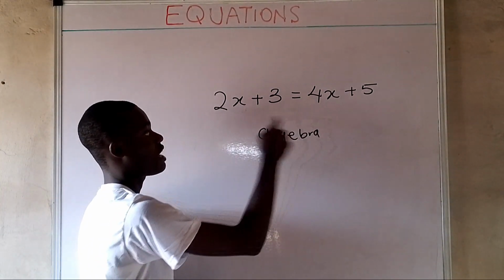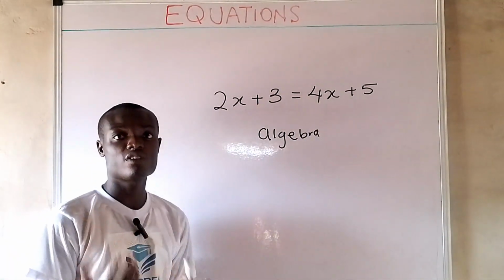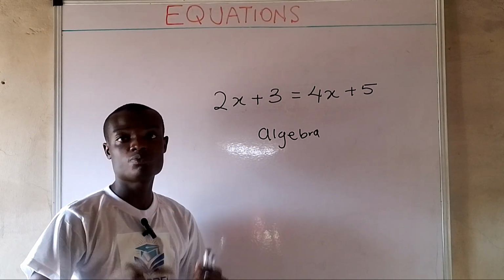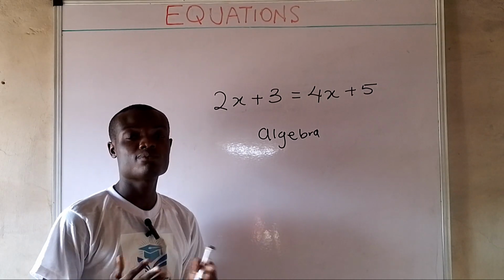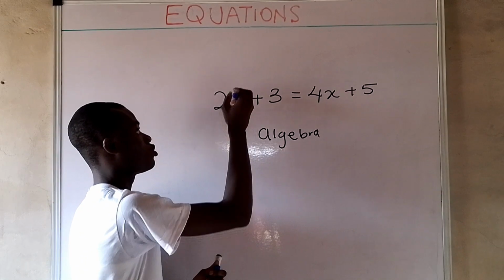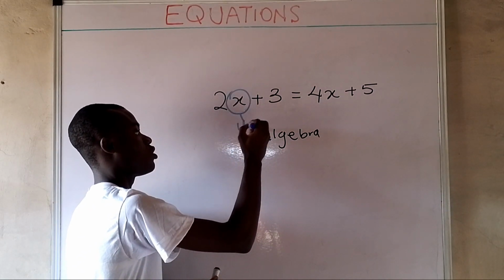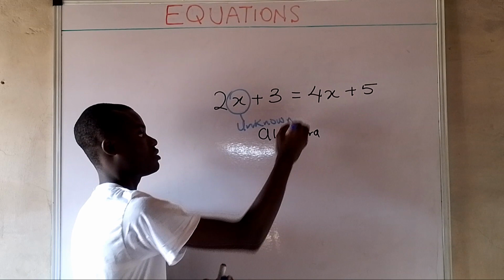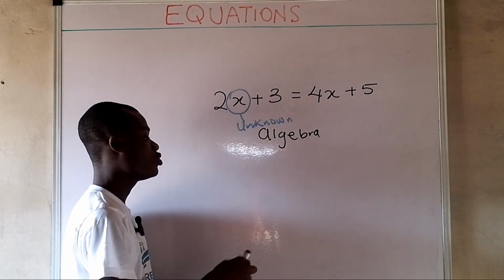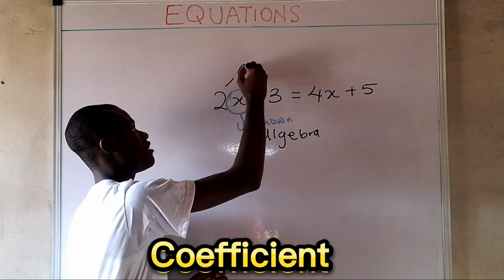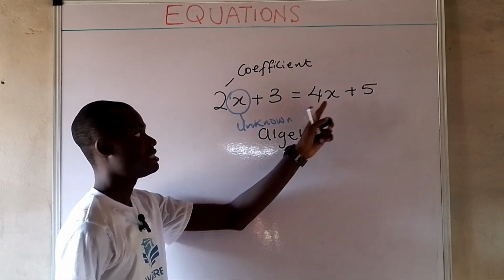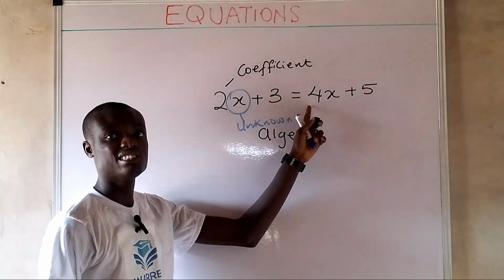So in this equation, we have x, and we don't know what the value of x is. x can be any number. So when we use alphabet to represent numbers in mathematics, we simply call that algebra. And whatever we don't know, we call them unknown. So x in this equation is called an unknown. Also, it is important for you to know that the number before the unknown in mathematics is called a coefficient. Just like in this case, x is the unknown and 4 is the coefficient.